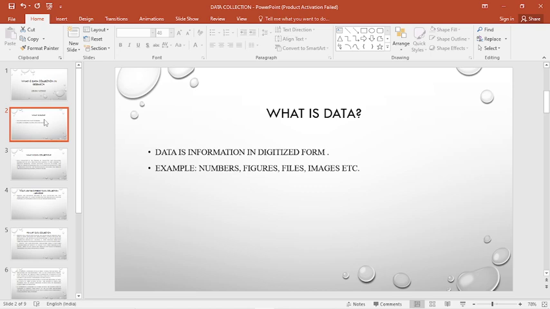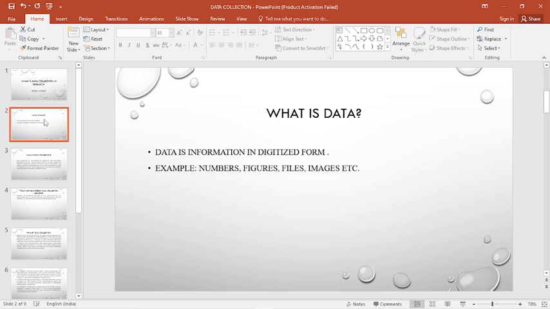Because without data, we are not going to do any research. If you want to do research in any field, we need to understand what our research is and how it is going to be purposefully completed. To know the complete details about our research, we need to collect data regarding our concept, and the objective is going to be fulfilled with the help of this data collection.